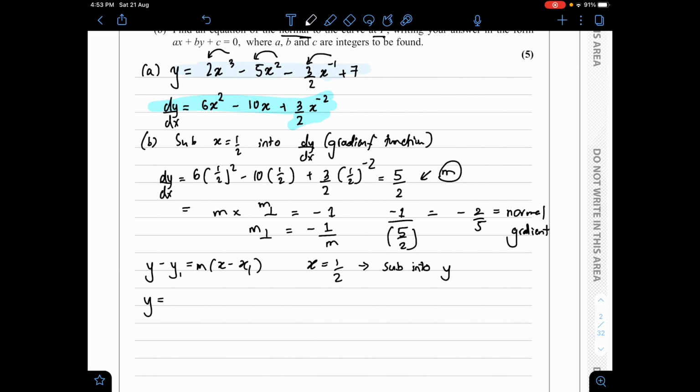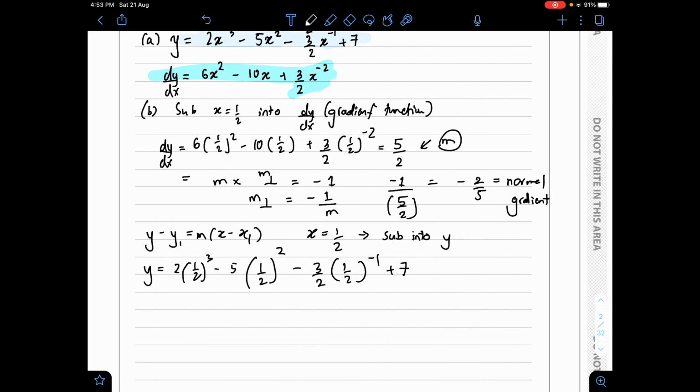So y equals 2 times a half cubed minus 5 times a half squared minus 3 over 2 times a half to the power of minus 1 plus 7. Right? So put this in the calculator, exactly this, and we get 3. So now we have our y coordinate as well, which is 3. So we have the coordinate, which is a half and 3.